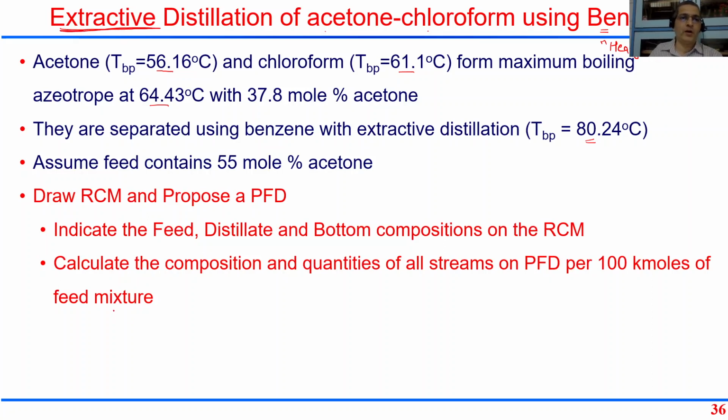Okay, I want you to draw a residue curve map, approximate at least, propose a process flow diagram, indicate the feed, distillate, and bottom compositions on the residue curve map, the triangular diagram, and calculate the compositions of all streams on the process flow diagram per 100 kilomoles of the mixture. Okay, pause the video, do it for yourself. Don't go forward unless you have attempted yourself. You may not get the answer, doesn't matter, but attempt is what is important. If you attempt, you will understand what is missing, then you can go back and improve your understanding, then only you go forward.